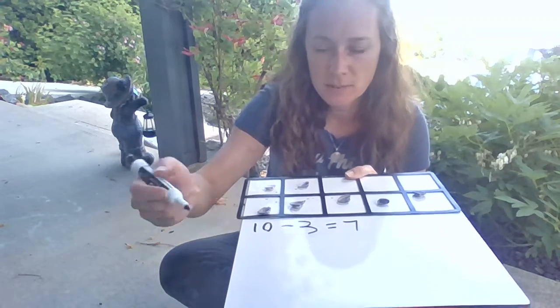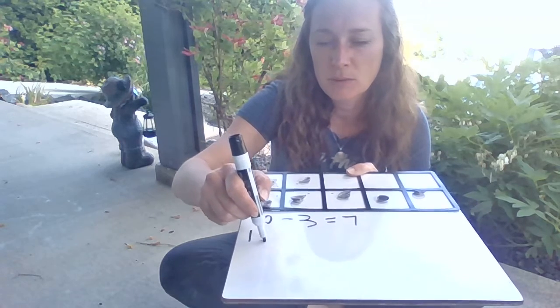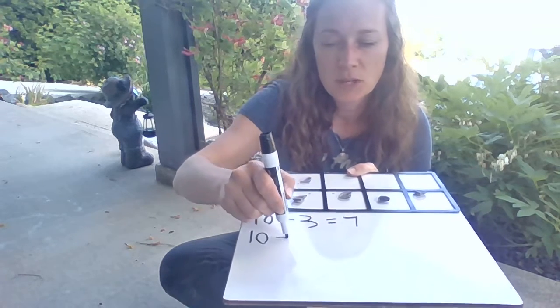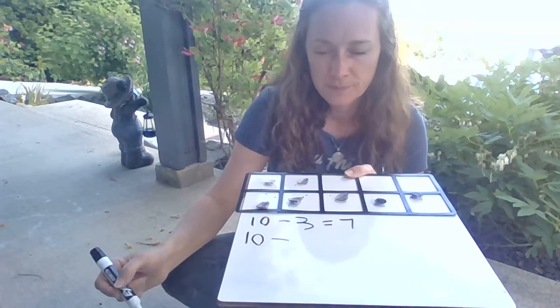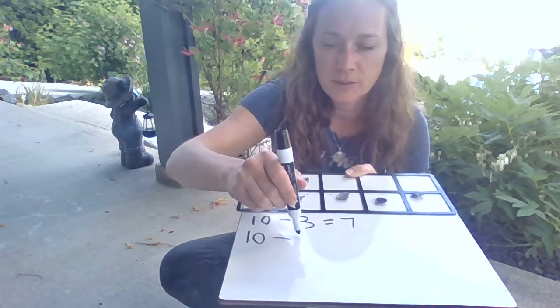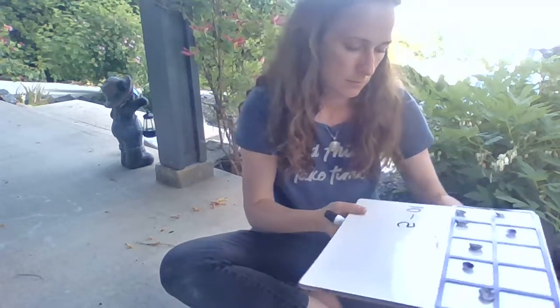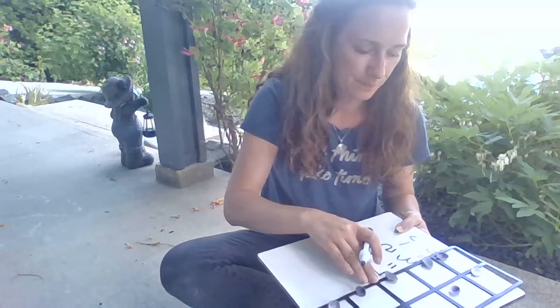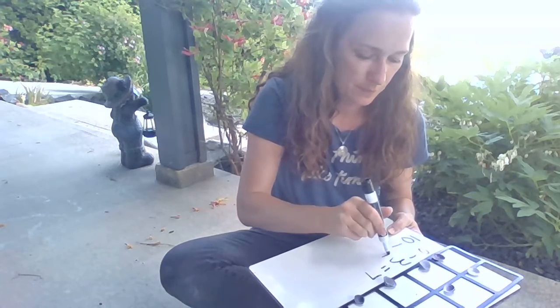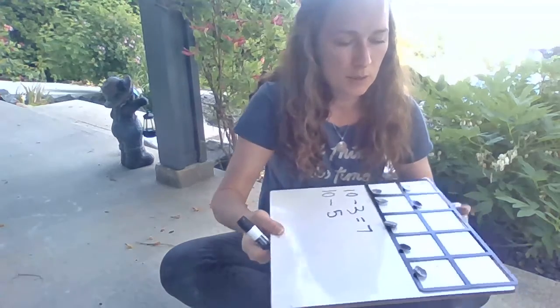Okay, what if I'm feeling really smart? And what if I want to be really tricky? Some of you might want to be really tricky. What if I didn't take away 3? What if I took away 5? Can you believe it? Okay. 10 take away 5. Is that backwards? Yeah. It's hard writing upside down. There. Okay. Well, is 10 take away 5 7?